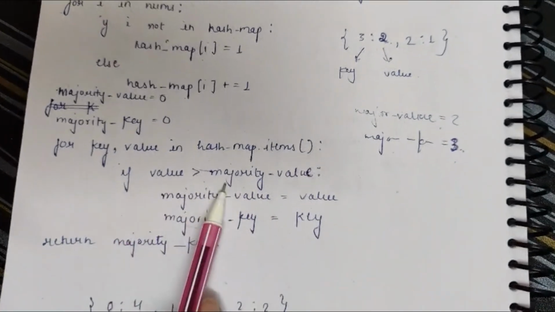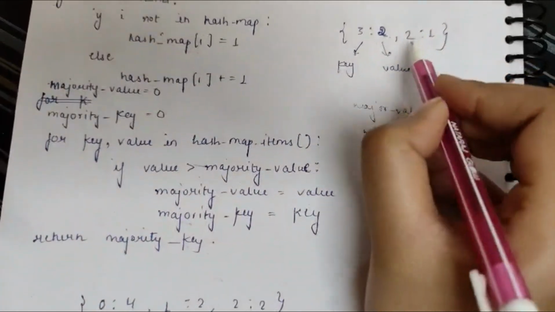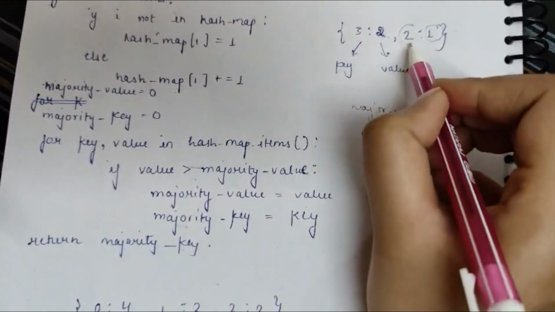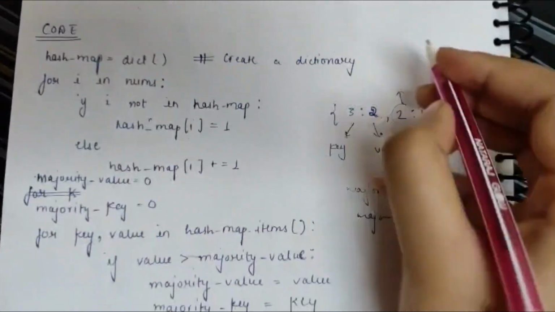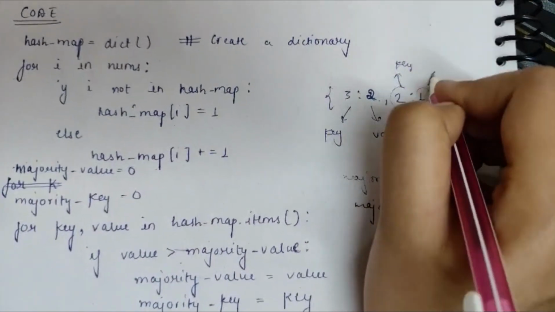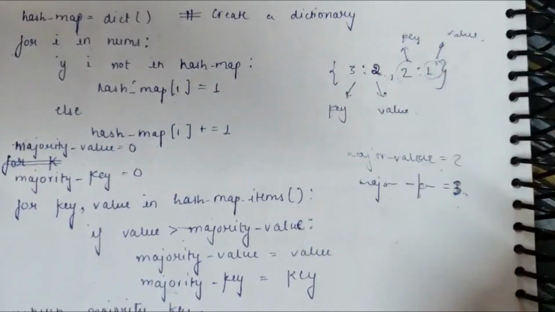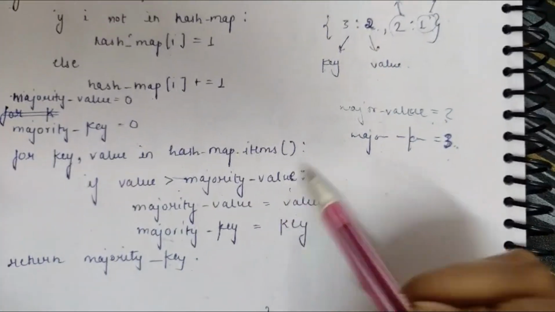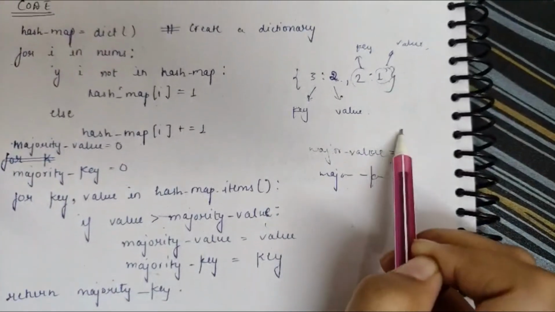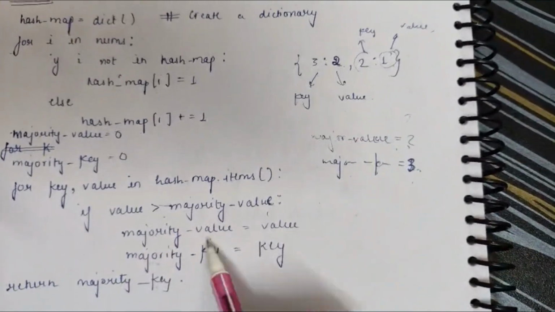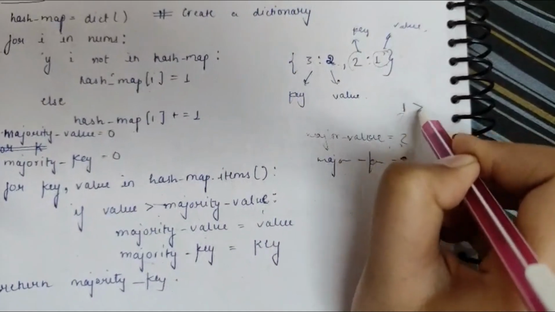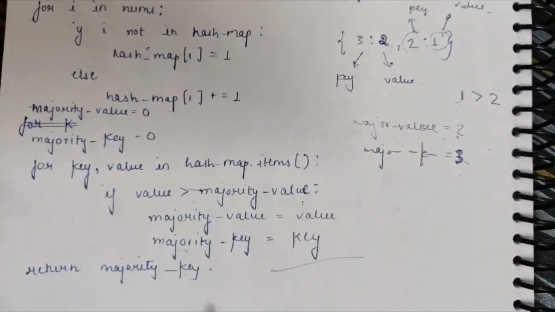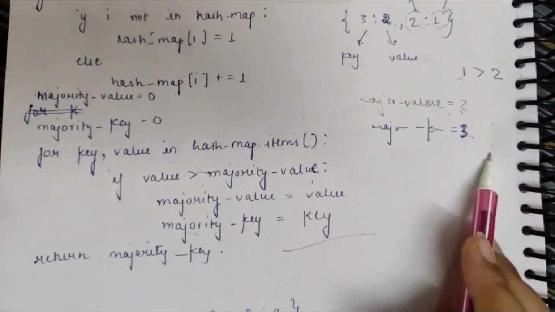So again, if value is greater than majority value, now the value is this 1. 2 will be the key and 1 will be the value. So value is greater than majority value, which says 1 is greater than 2, which is false. So this will not work for this iteration and it will return majority key, which is 3.